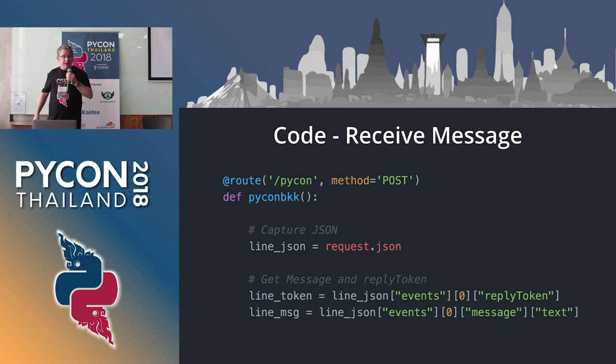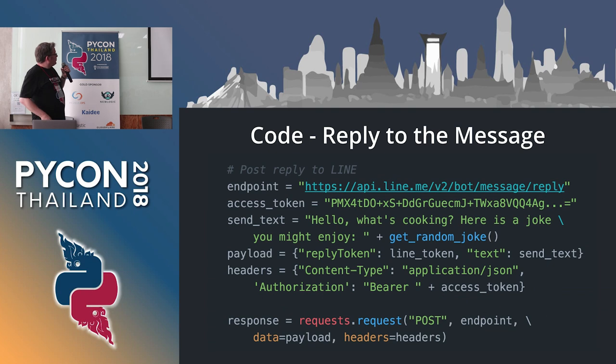So in my case, since I'm using Bottle on PythonAnywhere, I'm just having a POST method called PyCon that is receiving the JSON payload in the POST body of the request. And then I'm extracting the reply token and the message. And as you saw, hopefully, the messages were also logged into a debug log file that I was just tailing out in the terminal. And that's how you reply to the message.